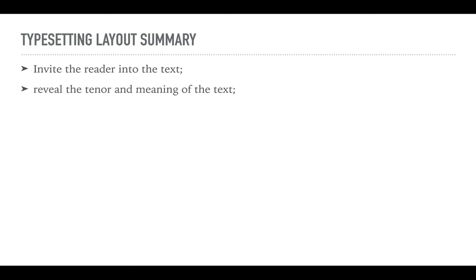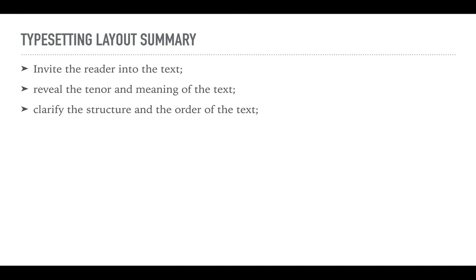You want to be able to reveal the tenor or the meaning of the text. So again, going back, reading the text and understanding what you're laying out is all really important, because you've got to understand, what is the meaning? What am I trying to convey? What is the author trying to convey? And how can I, as an artist, help in a visual, performance way bring that to the reader?